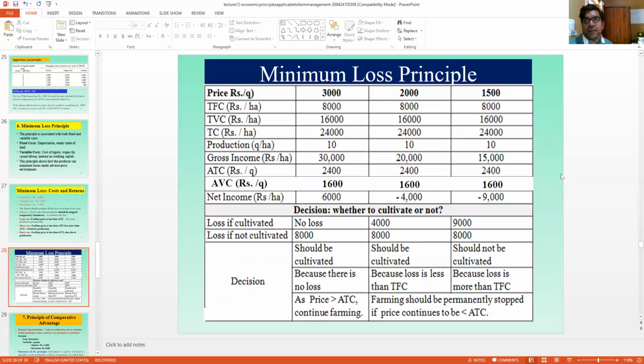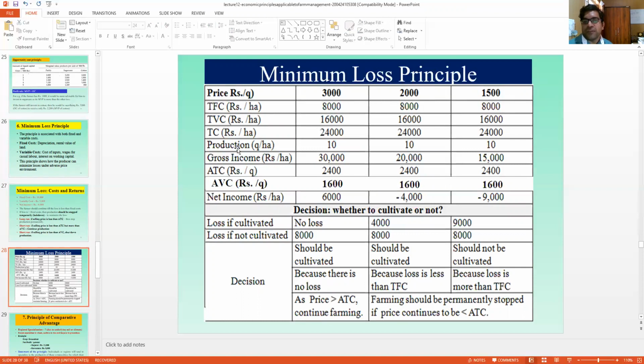We have created for you some hypothetical scenarios. The farmer is receiving a price per quintal, per unit quantity sold. Per quintal, the price is, for example, 3,000 rupees in the first case, 2,000 rupees in the second case, and 1,500 rupees in the third case. So we have three scenarios. TFC is 8,000 in all the cases. TVC is 16,000, same in all the cases. Total cost is nothing but TFC plus TVC, which is 24,000, same in all the cases.